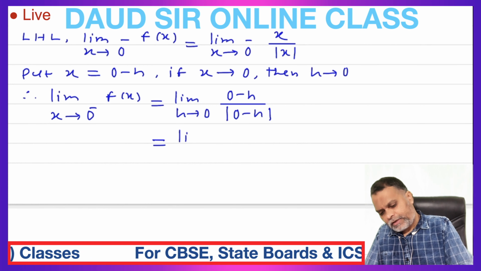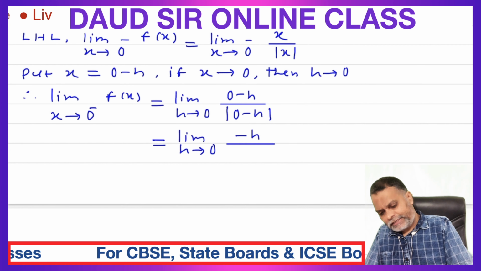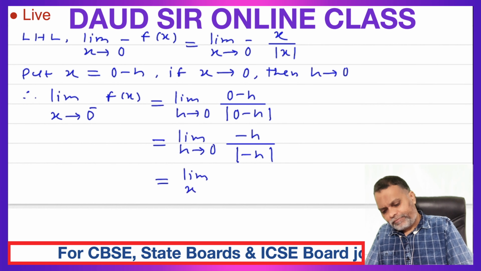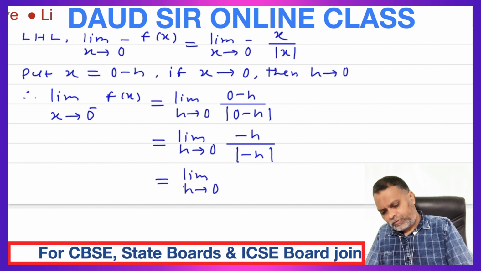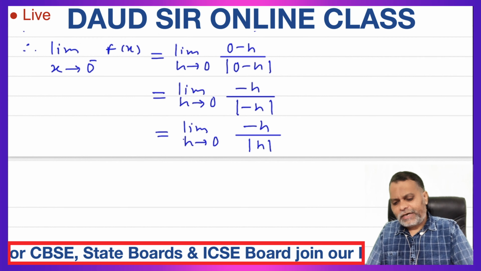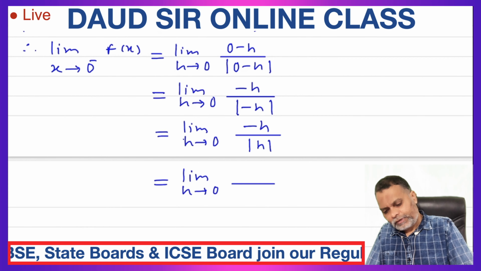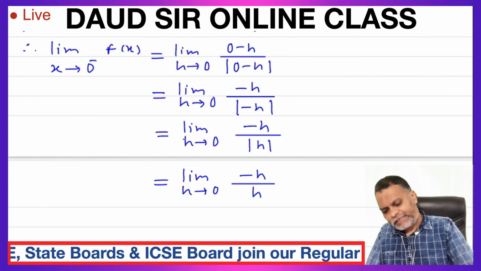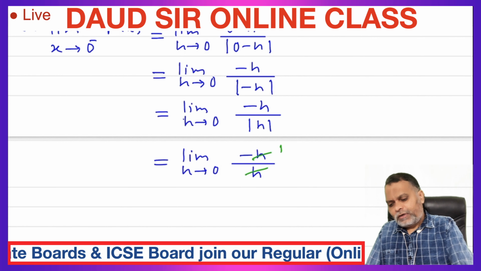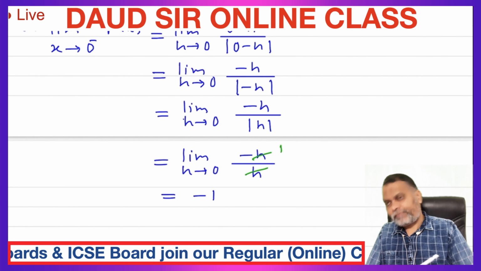Simplify this. Limit h tends to 0 minus h upon mod of minus h. This modulus sign will consume the minus sign. So limit h tends to 0 minus h upon mod of h. And this mod of h we can write only h. So limit h tends to 0 minus h upon h. This h cancelled one time. So minus 1 here. So directly, as h tends to 0, minus 1 is equal to minus 1.